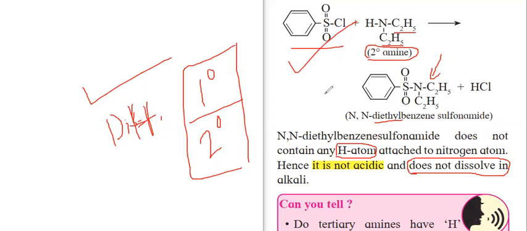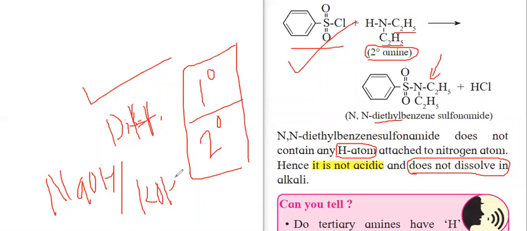If it is a primary amine, whatever compound forms will be soluble in any alkali like NaOH or KOH. If it is a secondary amine and we follow the same procedure, it will not dissolve in the alkali. Now this is a very important reaction.